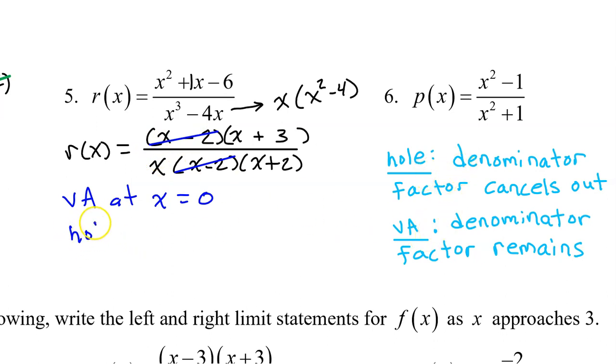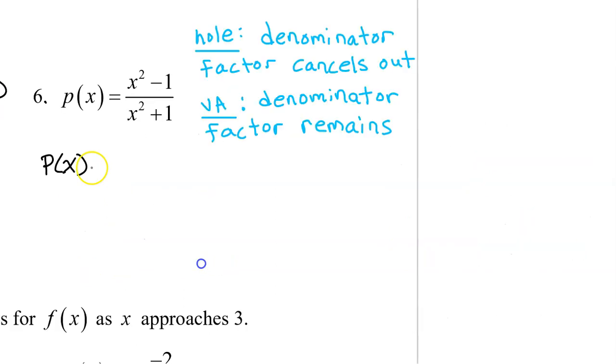So we have a hole at x equals 2. The x plus 2 in the denominator does not cancel out. So that's another vertical asymptote. So we have a vertical asymptote at x equals negative 2.